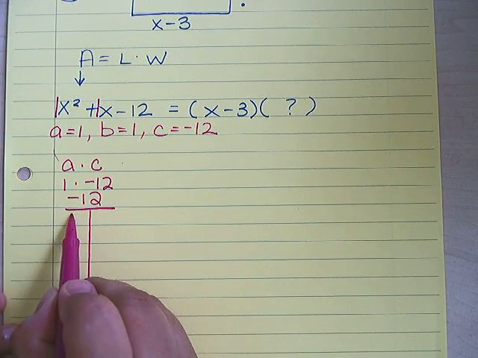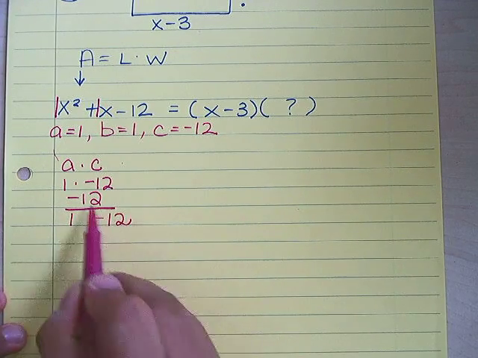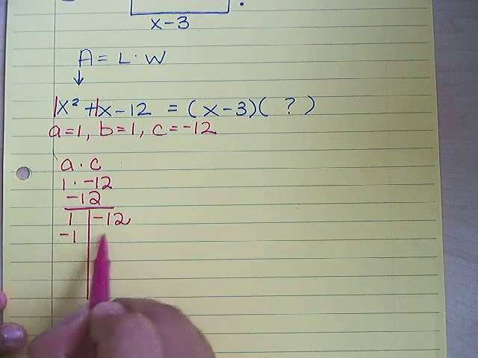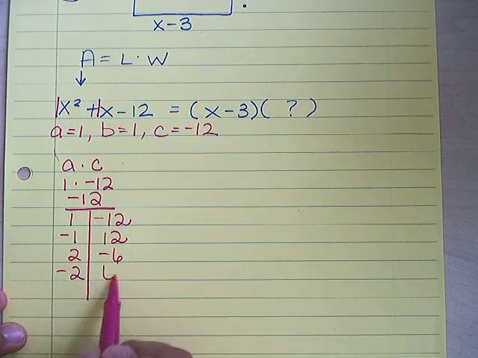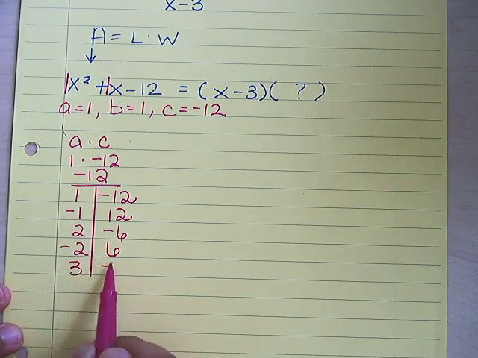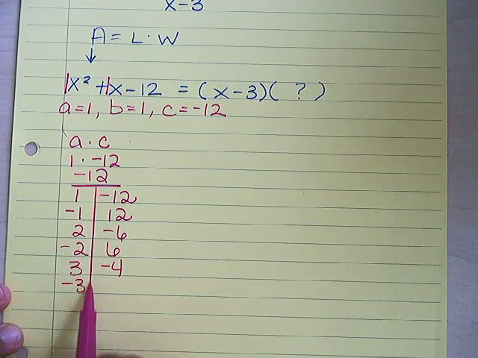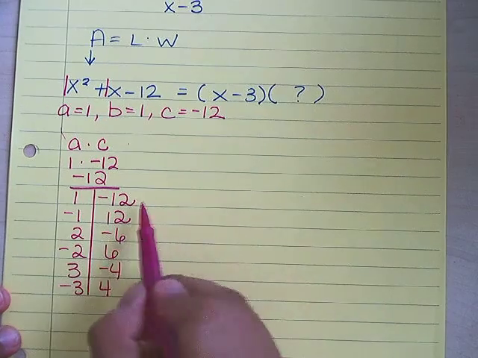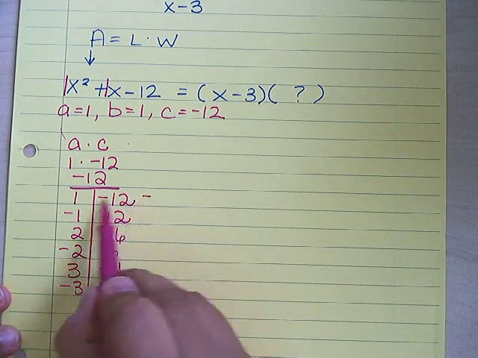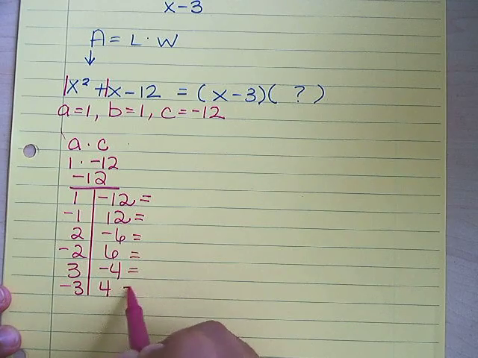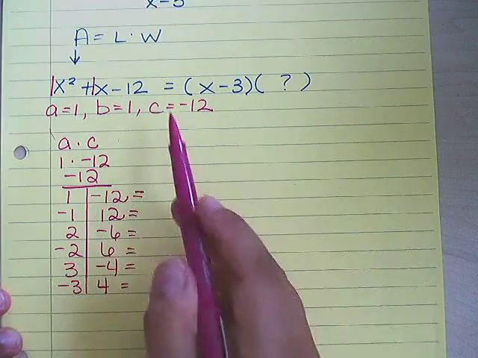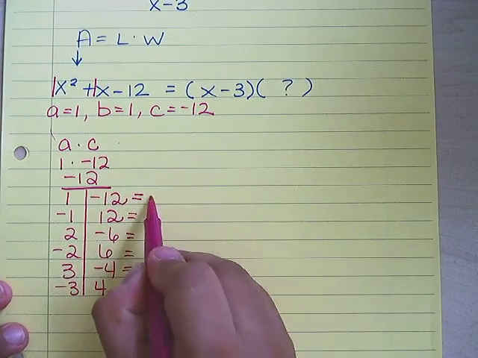So here are the different combinations I can get. I can multiply 1 times negative 12 to give me negative 12, or negative 1 times 12. 2 times negative 6, or negative 2 times 6. 3 times negative 4, or negative 3 times positive 4. So I want to add now going across the pairs of factors, because I'm looking for the pair that gives me a sum of 1.